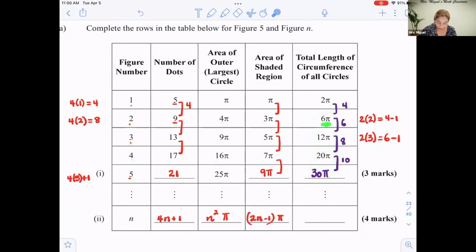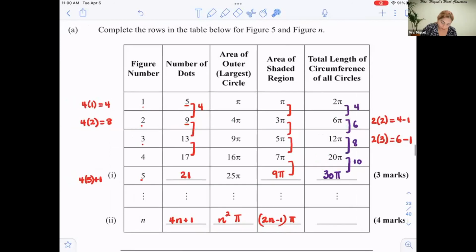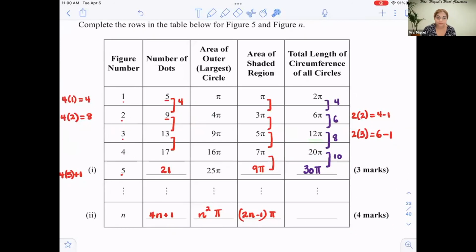Which of the two here do I add to get 6? 2 and 4. What about 12? 3 and 9. What about 20? 4 and 16. So you're seeing how the sum of those numbers here will give me the total length of circumference in all the circles.